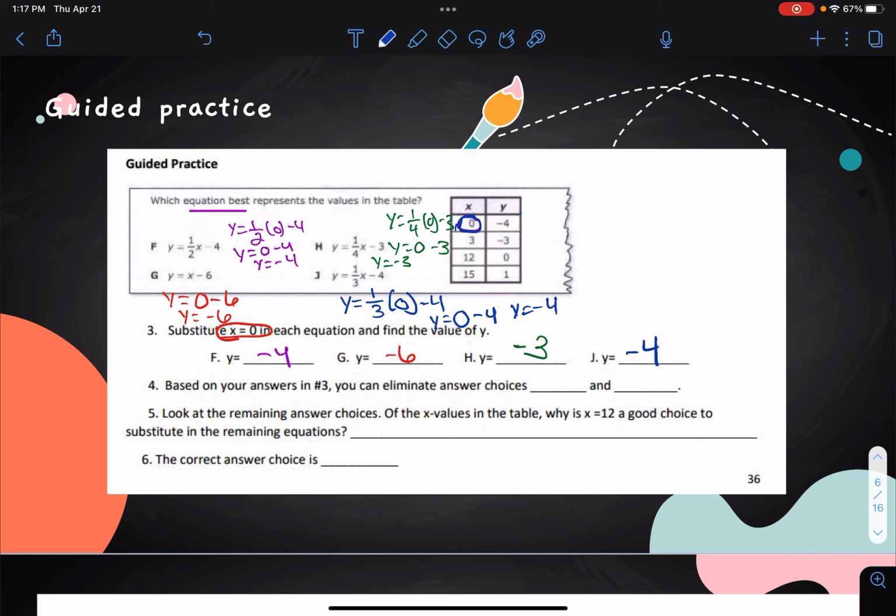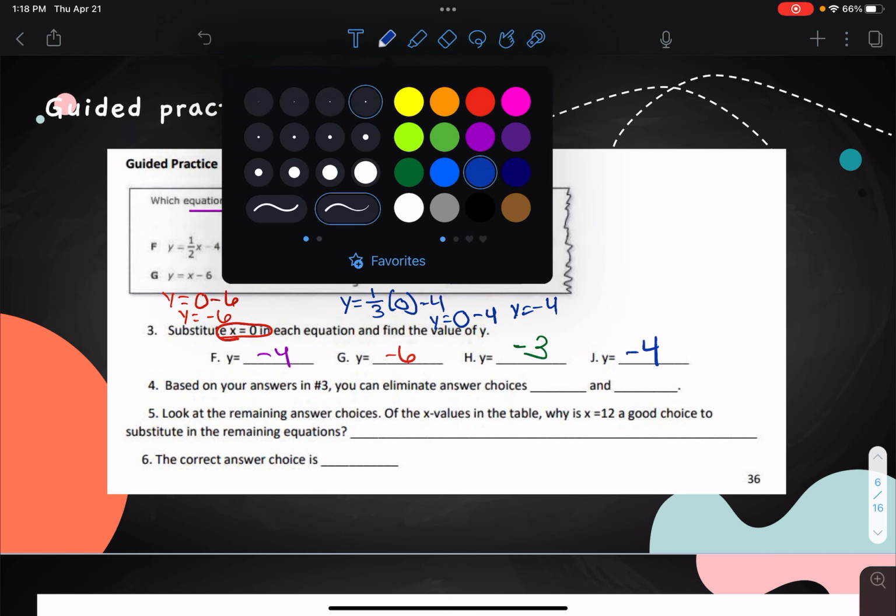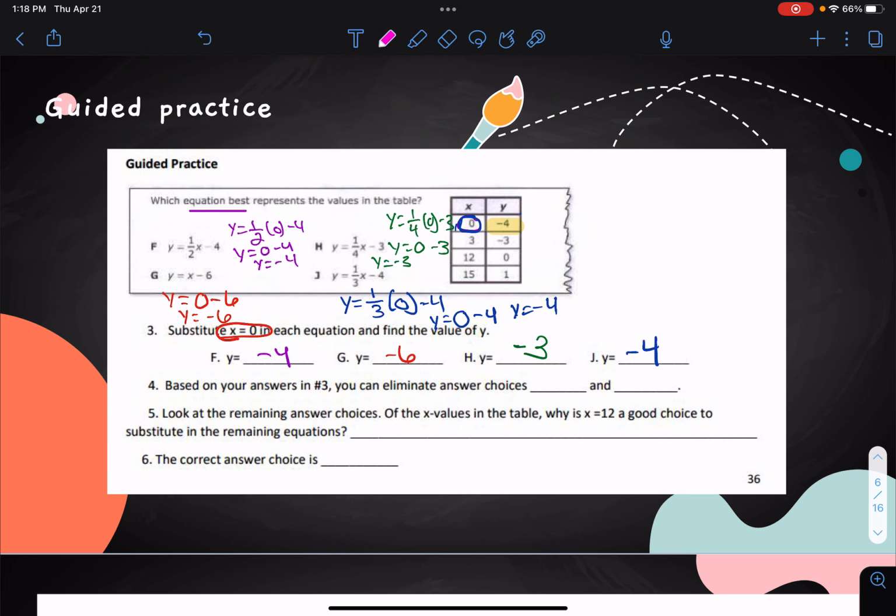So that means that when you plugged in the 0 into your equation, you should have got -4 as your answer. So question number 4 says, based on your answers in number 3, can we eliminate answer choices? So which answer choices can we eliminate? So yeah, if you said we can eliminate G and H, you are correct. So we can eliminate answer choice G and answer choice H. So now we're down to 2 answer choices. So now let's see what number 5 wants us to do.